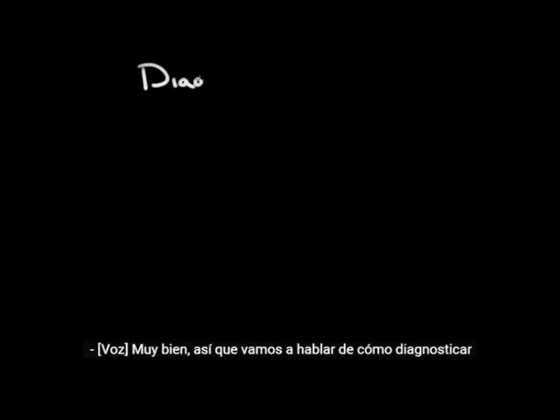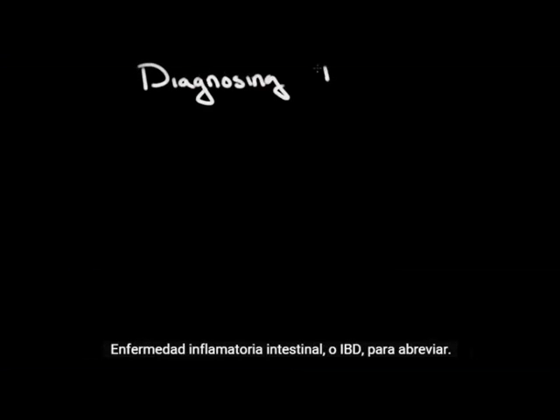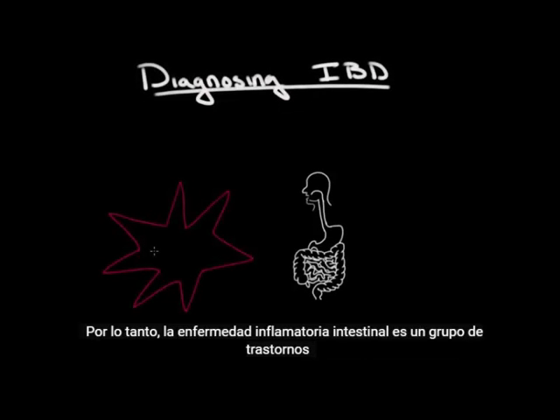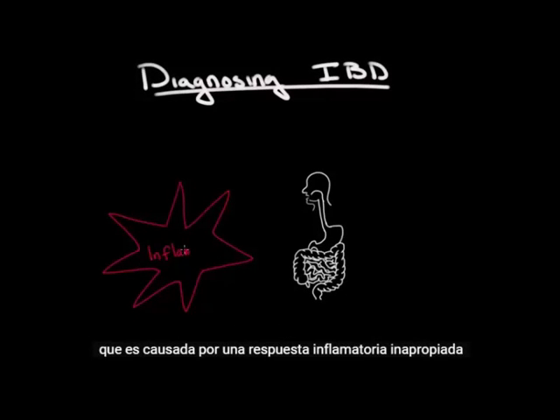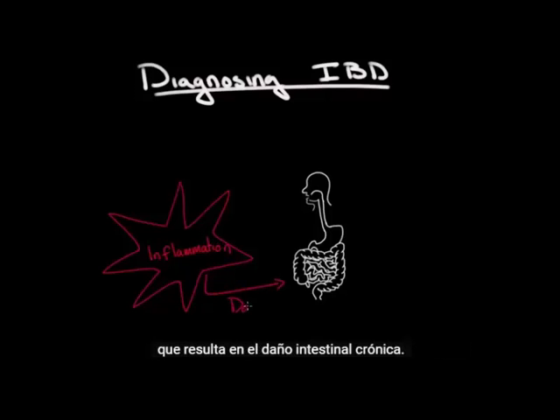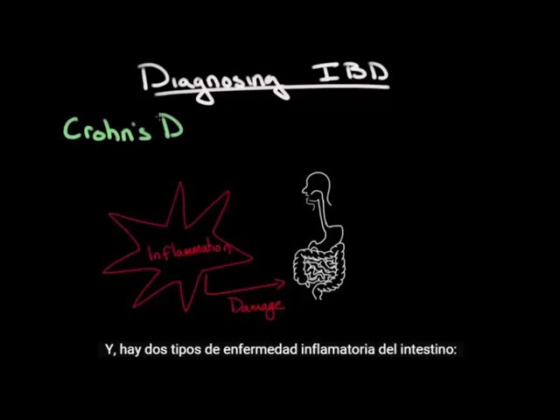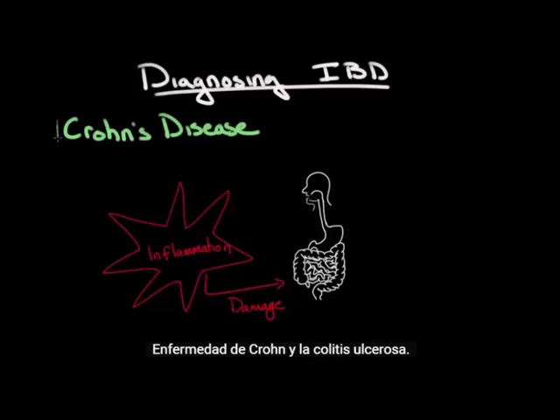So let's talk about how to diagnose inflammatory bowel disease, or IBD for short. Inflammatory bowel disease is a group of disorders that's caused by an inappropriate inflammatory response that results in chronic intestinal damage. And there are two types of inflammatory bowel disease: Crohn's disease and ulcerative colitis.